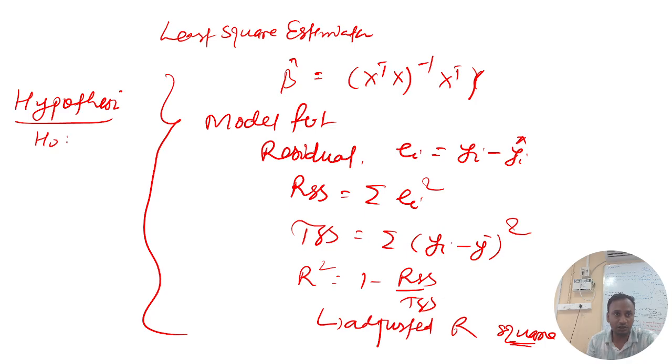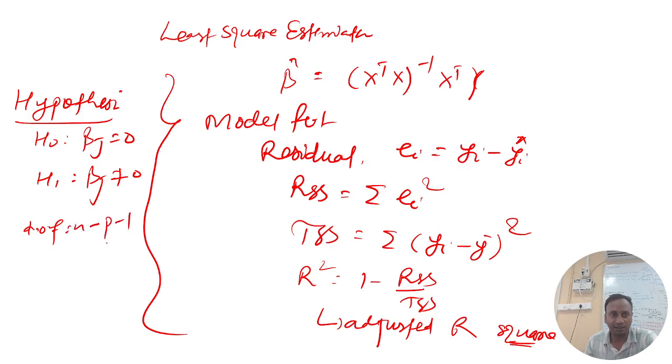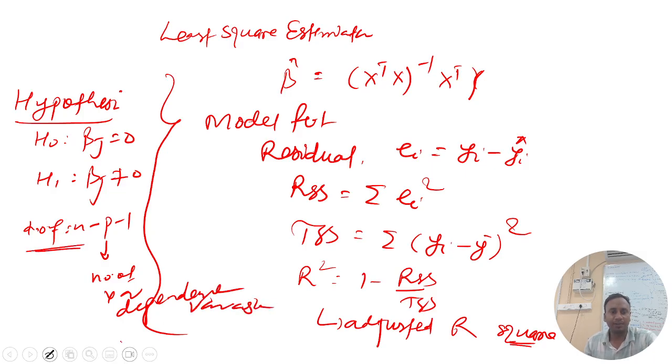We'll get the alternate hypothesis H1, not equal to 0. Similarly, the degree of freedom will become n minus p minus 1, where p will be the number of x, or independent variables. Then in a similar way we can get the confidence interval. I think this is clear now. Any doubt?